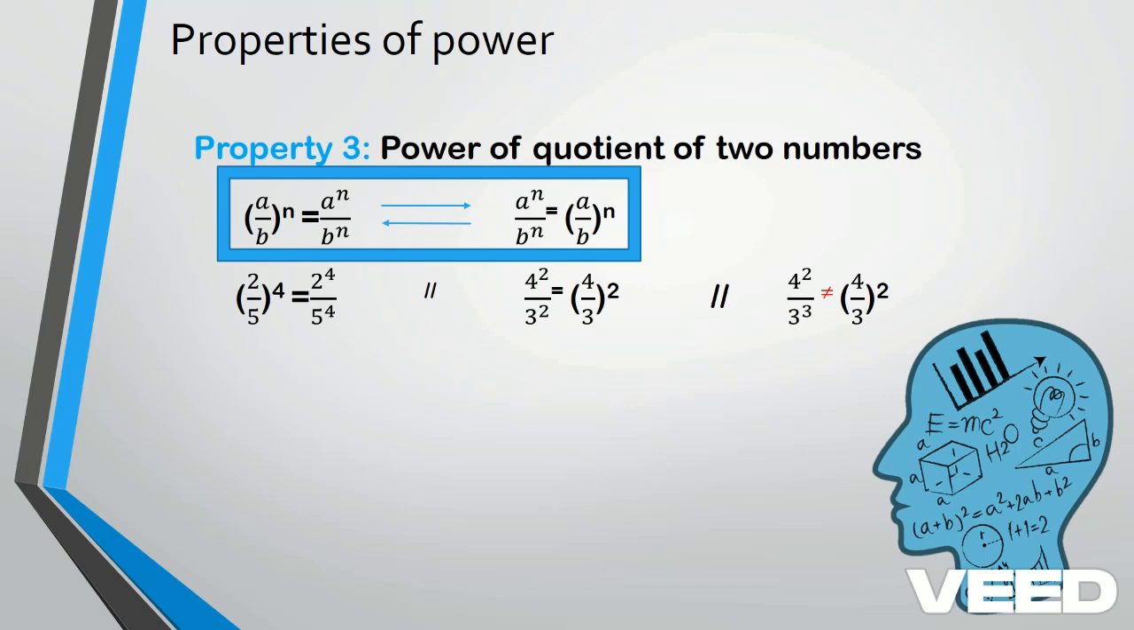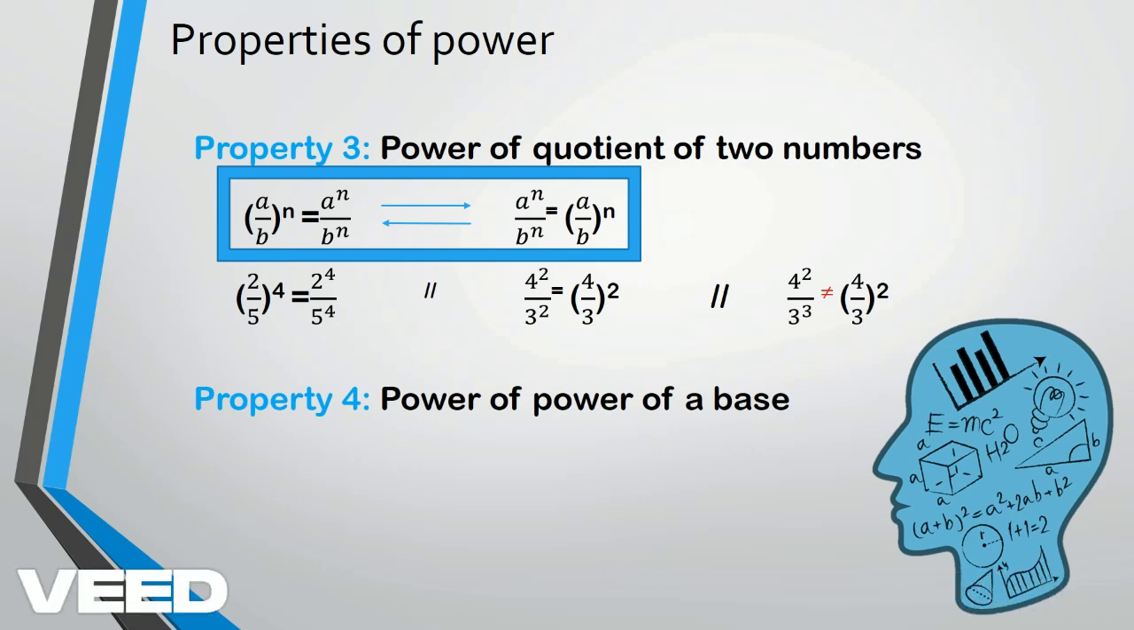Let's move into property 4, power of a power. In other words, the exponent of an exponent. For this, we keep the base the same and then we multiply the exponents. Here we have a to the power of n, to the power of m. That's going to equal a to the power of n times m.